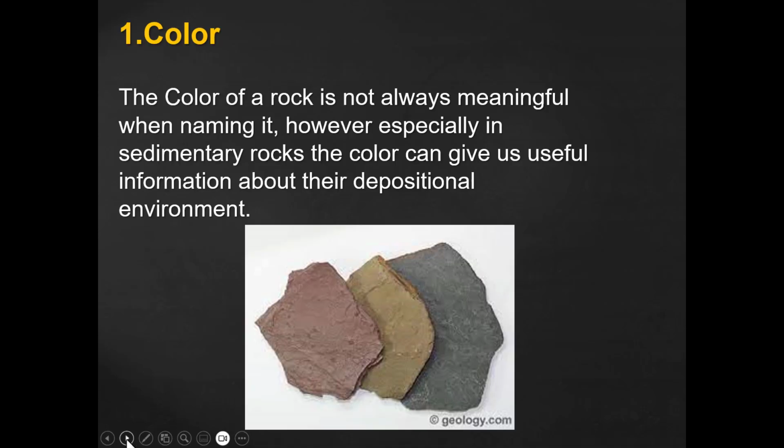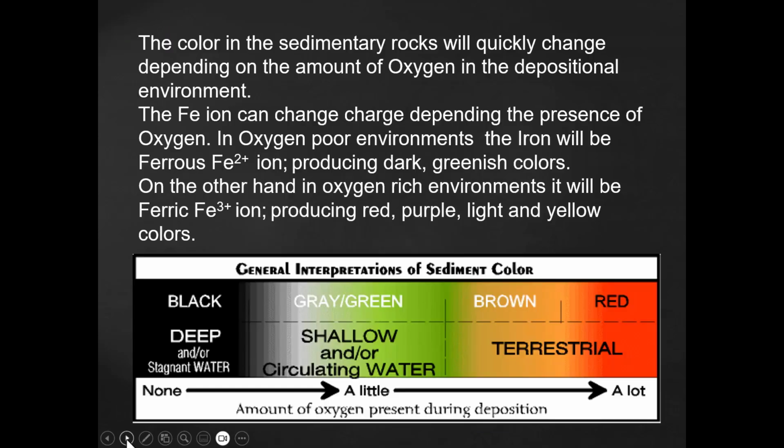So the first thing is the color. And remember in physical geology, I told you a couple of times that the color is not defining the type of rocks, because in sedimentary rocks you can have the same kind of rock with very different colors. So when you name the rock, the color is not meaningful. But when you think about the formational environment, it is extremely important because it will tell us about the depositional environment, like the oxygen level, what kind of water depth, and so on.